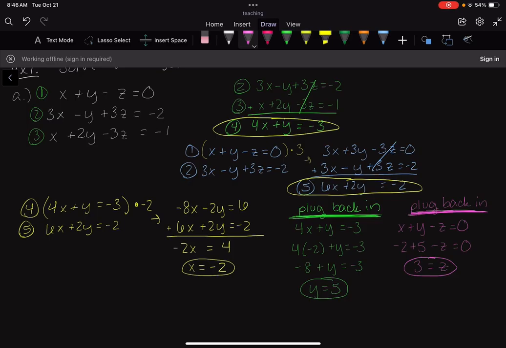Now for your final answer here, because we got an xyz point, we want to write it like that. So I'm going to write it as an xyz point. And we got to make sure that we do x and then y and then z.